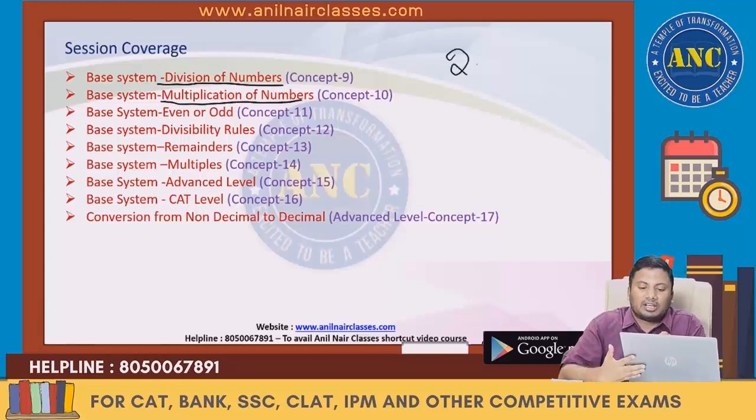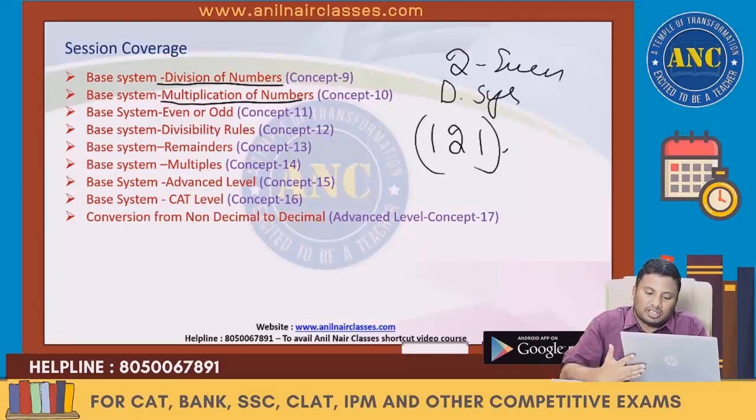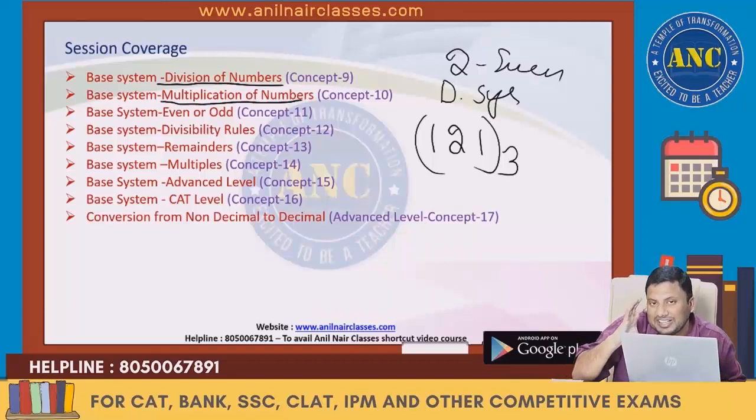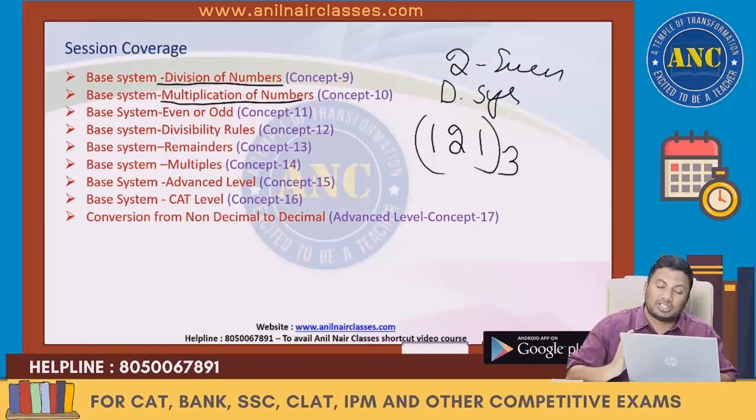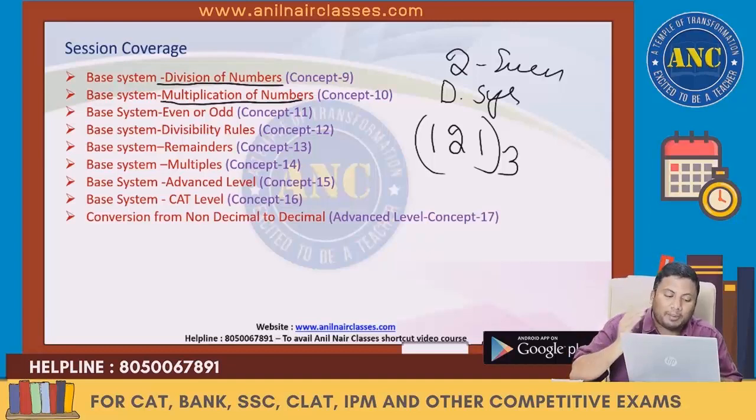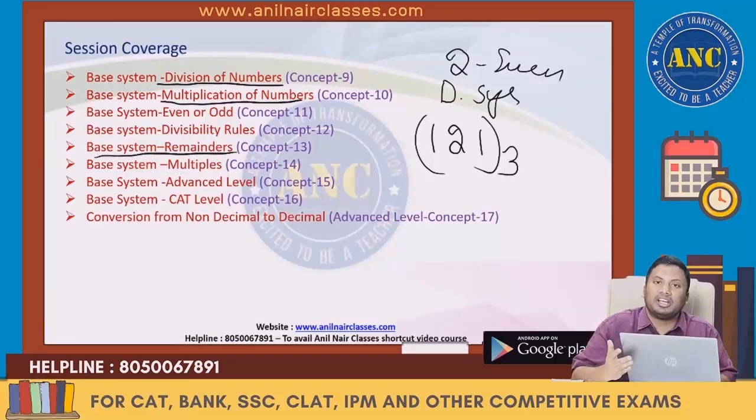You can say that 2 is an even number in a decimal system, but if I give you 1, 2, 1 in base system 3, how to check whether this number is an even number or an odd number? In a decimal system, the divisibility rule of 2 is that the unit digit should be either 0 or an even digit. How to check the divisibility rule for a non-decimal system? How to do remainder based problems in a non-decimal system?